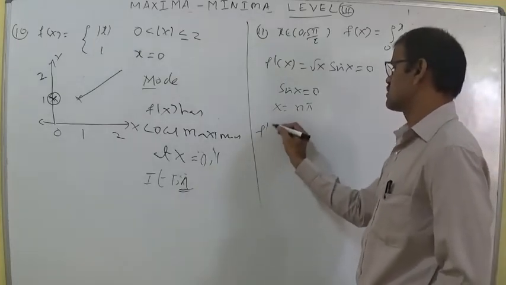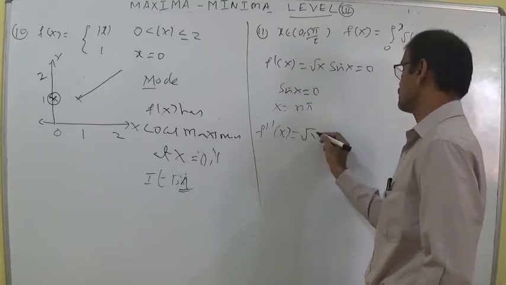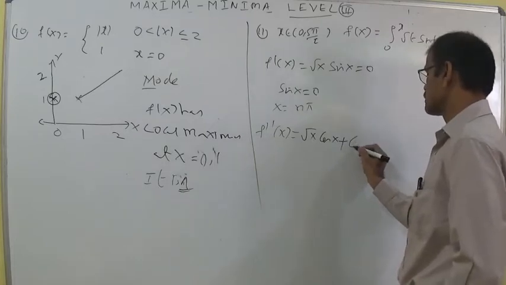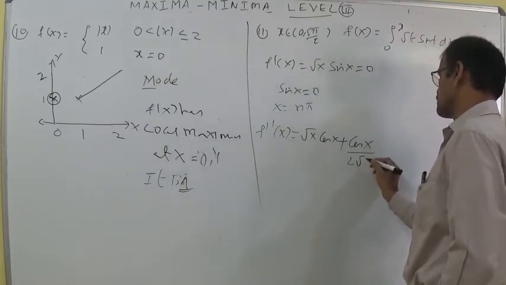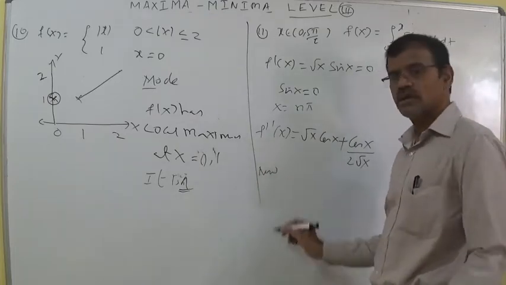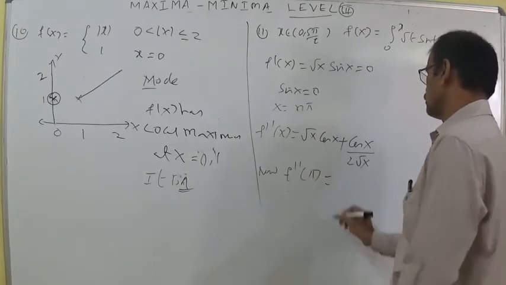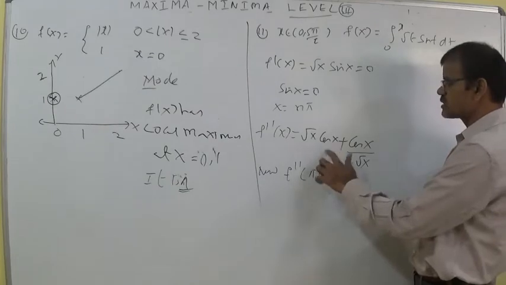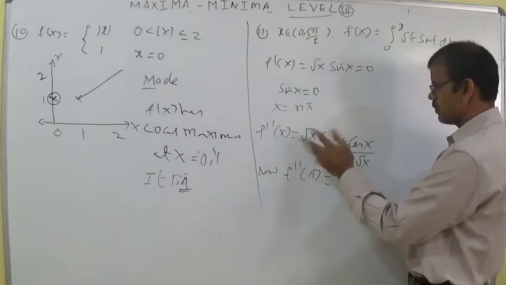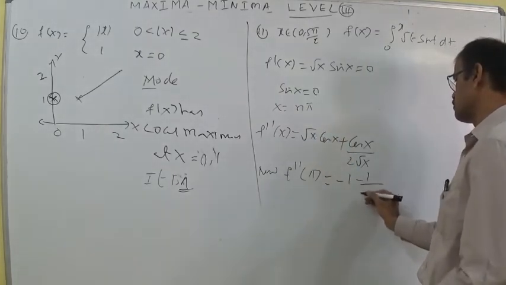Next step, I am writing f double dash x. F double dash x is equal to root x cos x plus cos x by 2 root x. Now, according to the options, he gave pi and 2 pi. Let us discuss f double dash of pi. You know that, students, cos pi is minus 1 and root pi is positive, so the first term is minus. And cos pi is again minus 1 by 2 root pi.